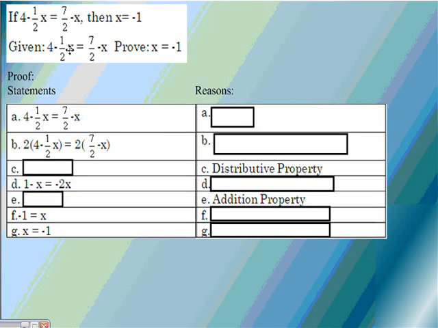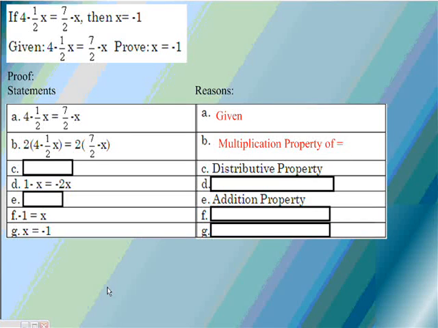All right, so here's what I'm given. Obviously, my reason for that is given. My next step, because I'm multiplying both sides by the same thing, is the multiplication property of equality. And then I need to write down what comes next. Well, I'm told that it's the distributive property, so obviously I just need to distribute 2 to my equation. And I wind up with 8 minus x equals 7 minus 2x.